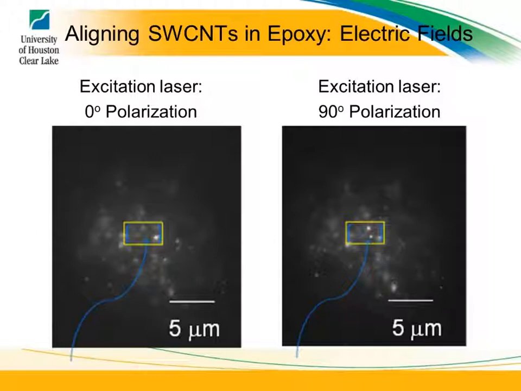We may have to do some more experiments to figure out how, during the curing process, we can align all of the tubes, or maybe just more than 50%. My goal is if I can get 50% aligned, that would be great. But there's clear evidence that there is some alignment going on if it's 90 degrees away.